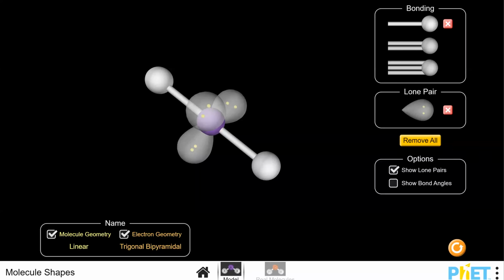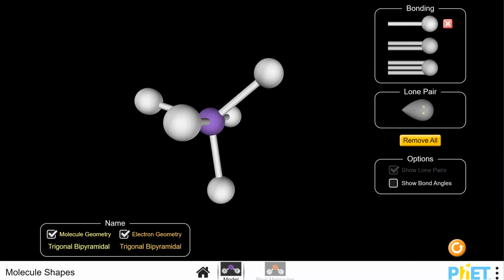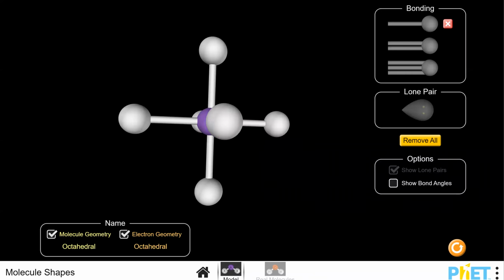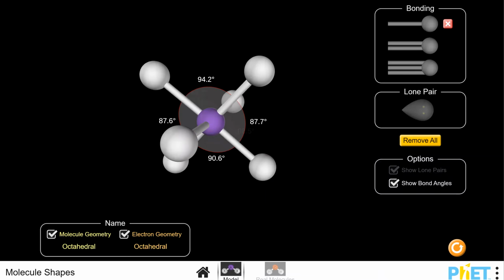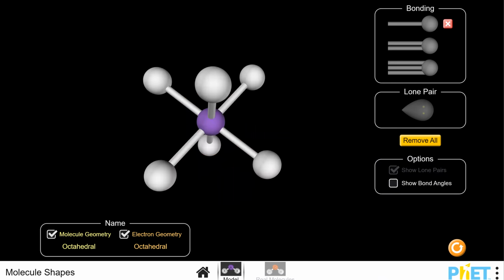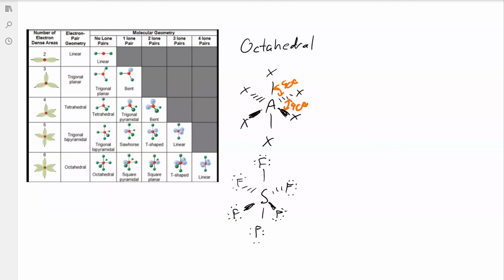And of course, we can draw it here. Let's get rid of all these lone pairs. There's 2 bonds, 3, 4, 5, 6. Right, boom, you can see octahedral there. In terms of the bond angles, all of the bond angles are 90 degrees. So this is a perfectly symmetrical molecule. So there is no equatorial and axial. They are all the same.